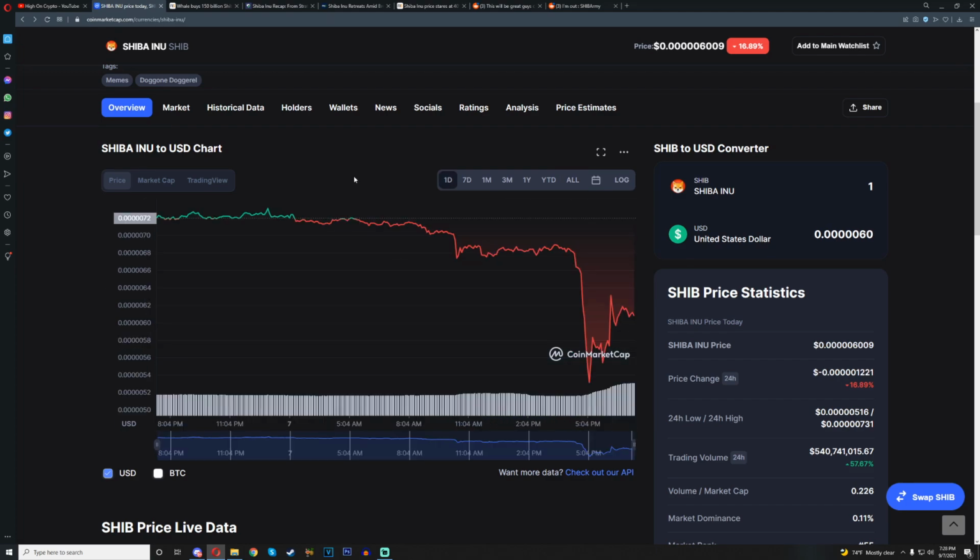So let's check the chart in the last 24 hours. As you can see, it was trading in green. Now it's trading below the support line and we can see a big dip right here. And maybe this is the right time to invest because you can see the chart is going up and we can expect some big spikes to come.